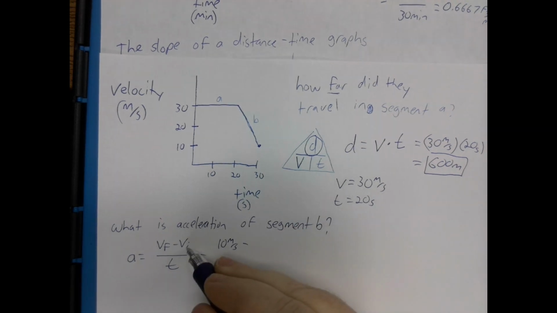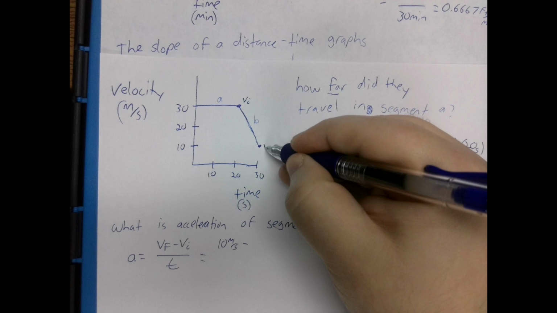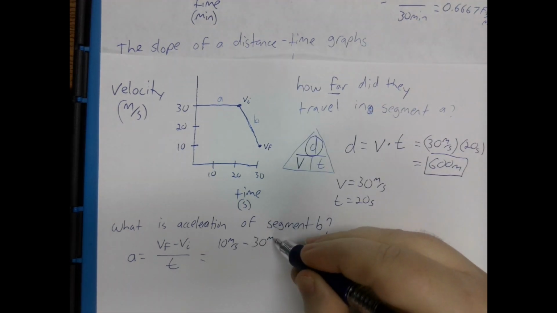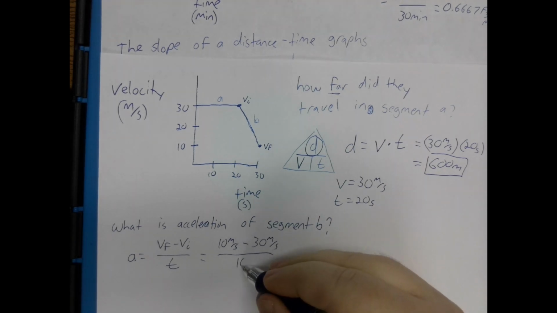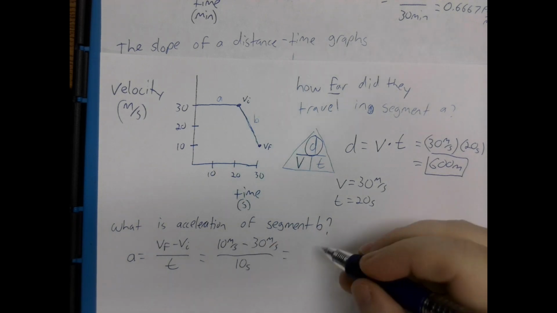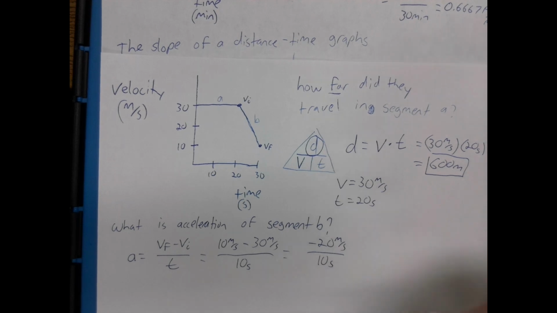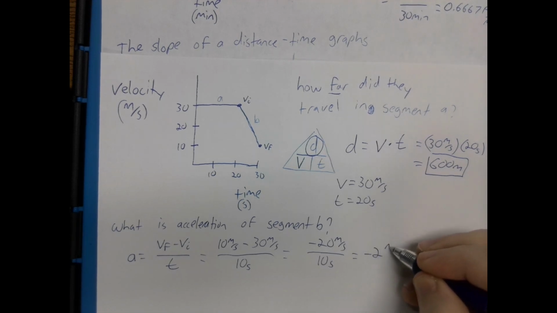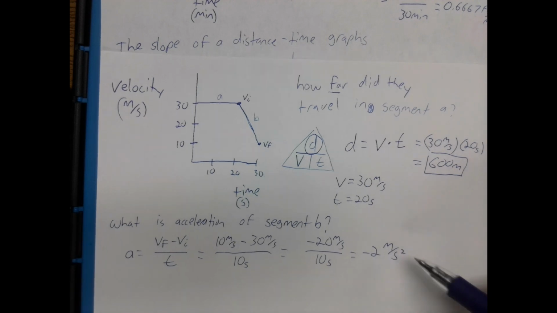What is the initial? So the initial is, so here's VI as your VF. So it's minus 30 meters per second. And what about the time? 10 seconds. So 30 minus 10 is 10 seconds. So 10 minus 30 is negative 20 meters per second over 10 seconds, which gives us negative 2 meters per second squared. Remember, acceleration is going to be in something like meters per second squared.